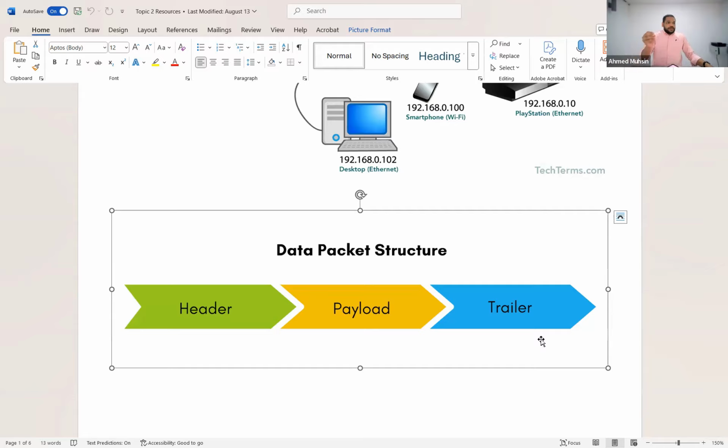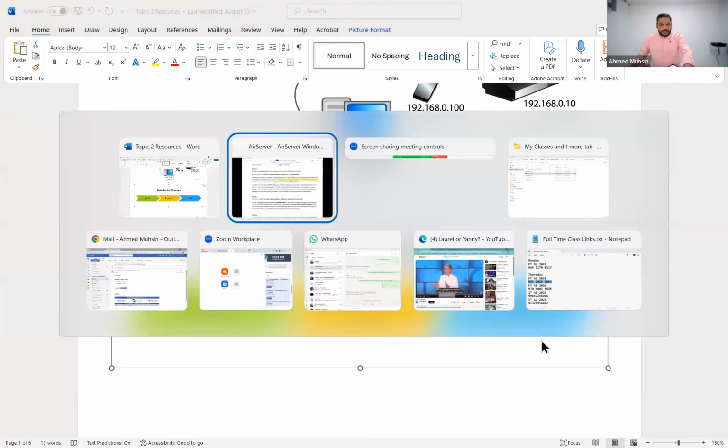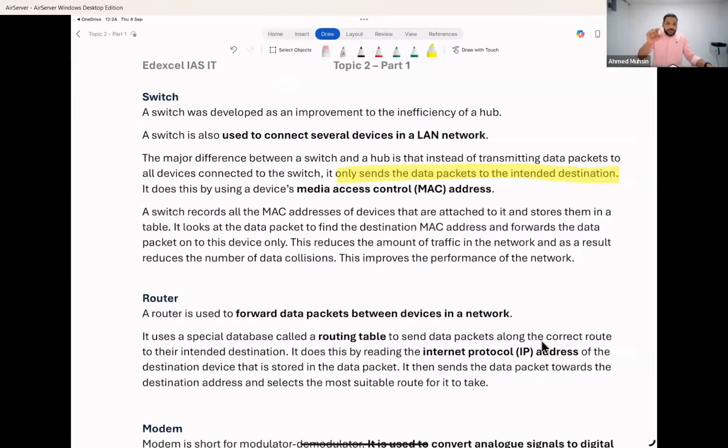Right. So now, when a data packet comes to your switch, I told you the switch is a smart device, right? What does it do? It will inspect the MAC address. And then what does it do? It sends that data packet to that particular device only. Everybody okay with this? Does that make sense? Okay, right. Guys online, I'm making sense to you all, right? A hub doesn't do all this, but a switch does it.